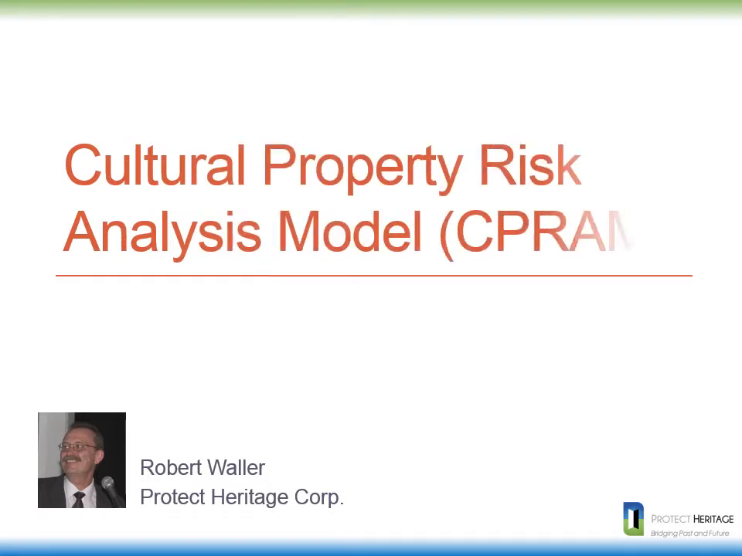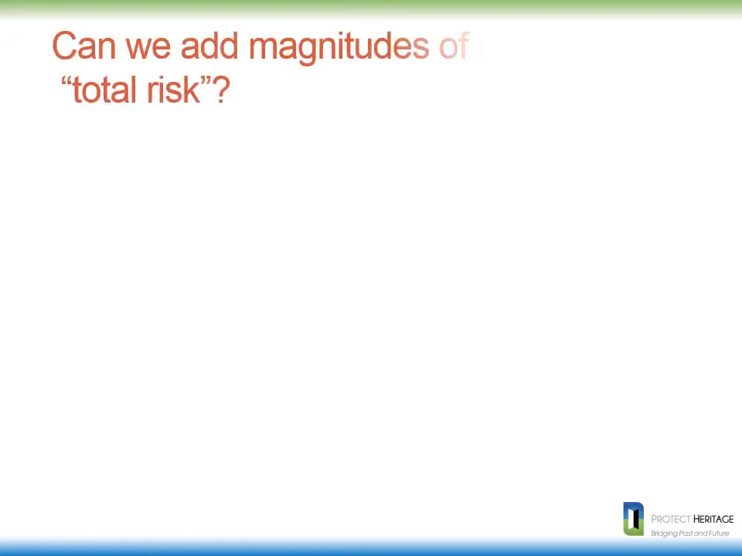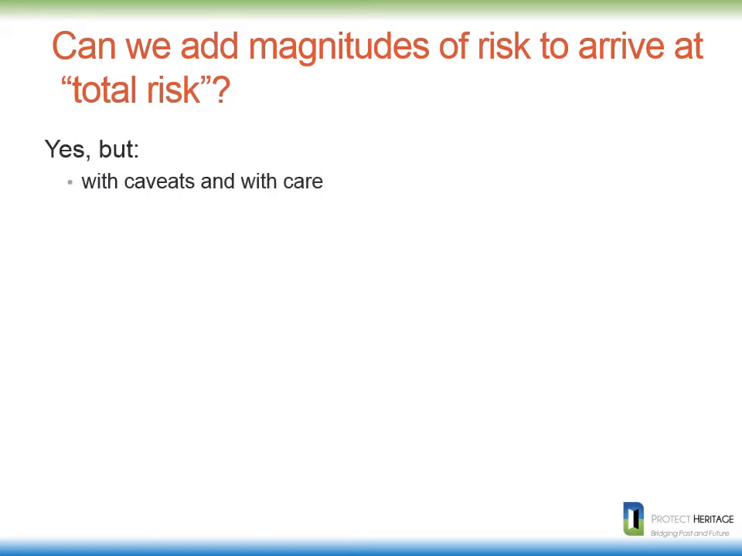This is one in a series of videos on the Cultural Property Risk Analysis Model, or CPRAM. This video will be about calculation of the total magnitude of risk. Can we add magnitudes of risk to arrive at a measurement of total risk? The answer is yes, but with caveats and with care.